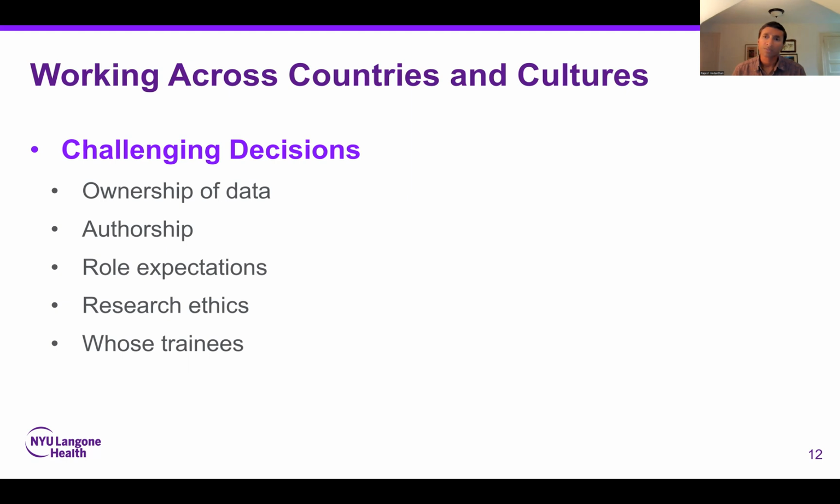Each of us gets approached by trainees all the time. So is it fair for me to be able to send NYU trainees to Kenya while not necessarily being able to host Kenyan trainees at NYU? Or should there be a fully equal exchange, or can there be some other sort of arrangement that's made? Should the trainees go for research experiences versus other types of capacity building experiences? All of those very practical, challenging questions also need to be addressed in the context of team science, working across countries and cultures.